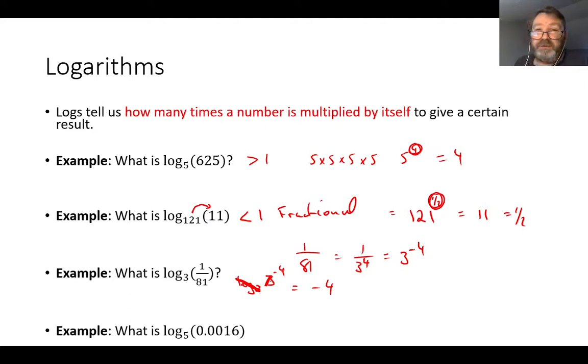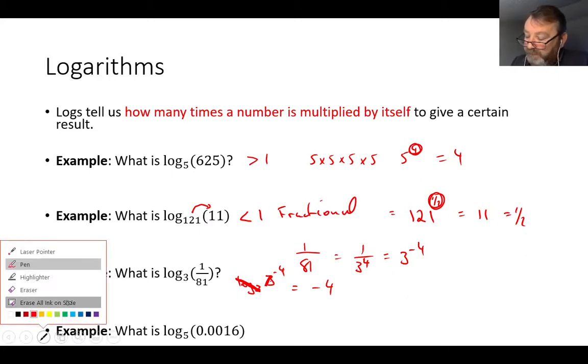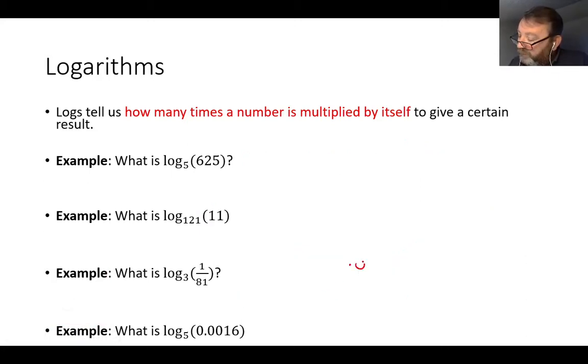Okay. And lastly, what is the log to the base 5 of 0.0016? Now, the first thing I want to do is get 0.0016 into some type of relationship with base 5. I don't know whether your calculator will do it or not. Your calculator tells you the following: if you tap in 0.0016 on your calculator and press equals, you get 1 over 625.